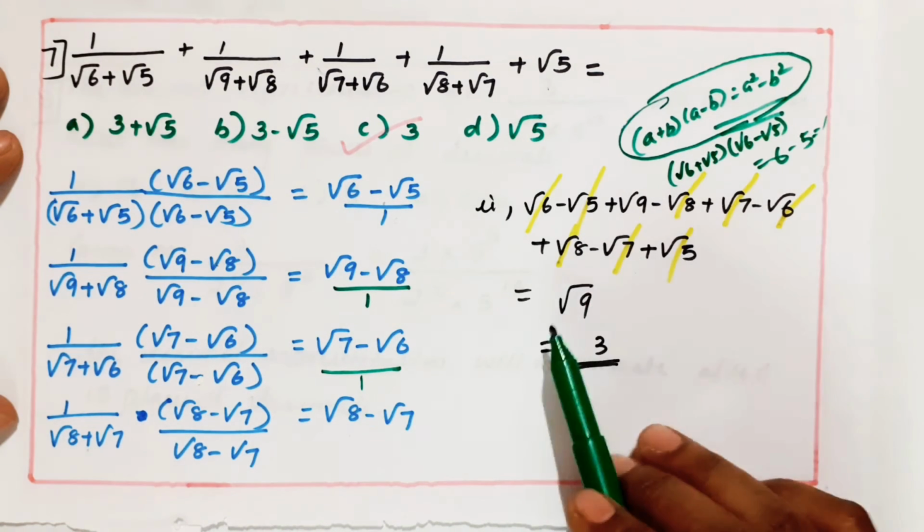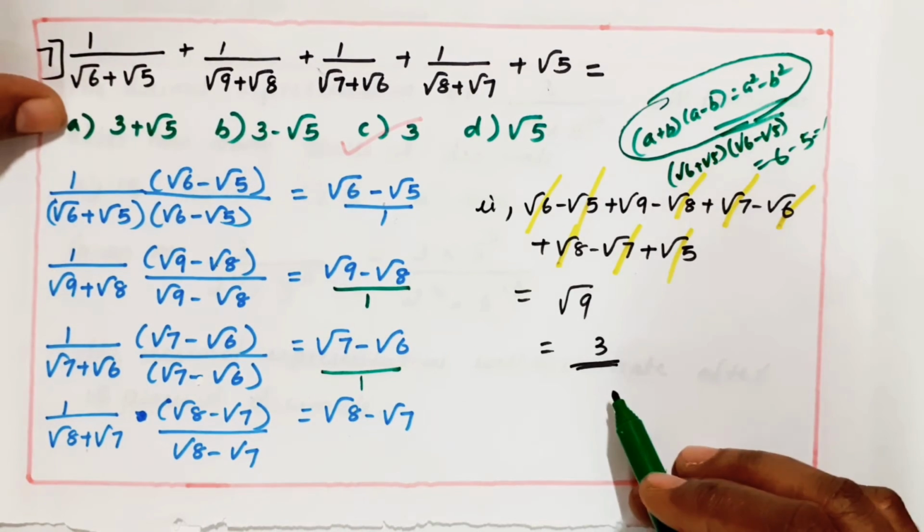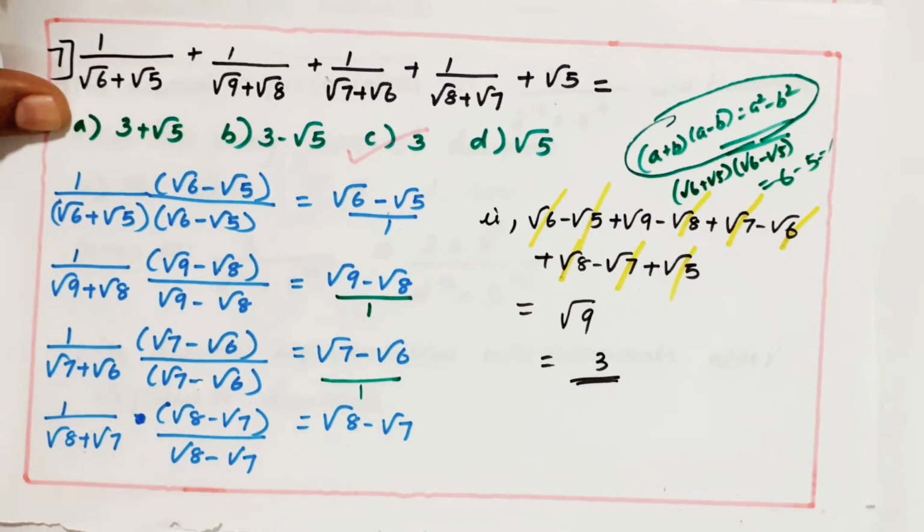So remaining is only one term, that is root 9. Root 9 is 3. So the answer is 3. This type of addition is simple only. You have to find the conjugate multiplication, we should do it, or we call it rationalization.